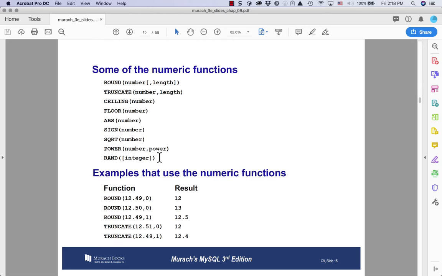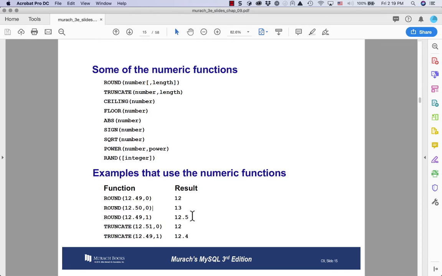So rounding. If we just want a round on a number, or we say round comma zero, so this comma zero is optional. If we just want to round something to whole numbers, then we can leave off the comma zero. Or if we say comma zero explicitly, we're going to go from 12.49 to 12, or 12.5 is going to round up to 13. If we say we want to round 12.49 to 1 digit, then it's going to round the first digit up from a 4 to a 5 because the next position is a 9. So rounding works about the way you think it would.